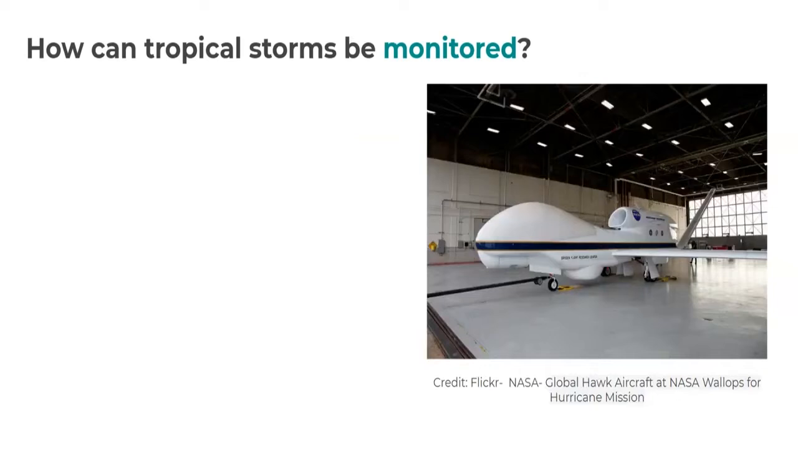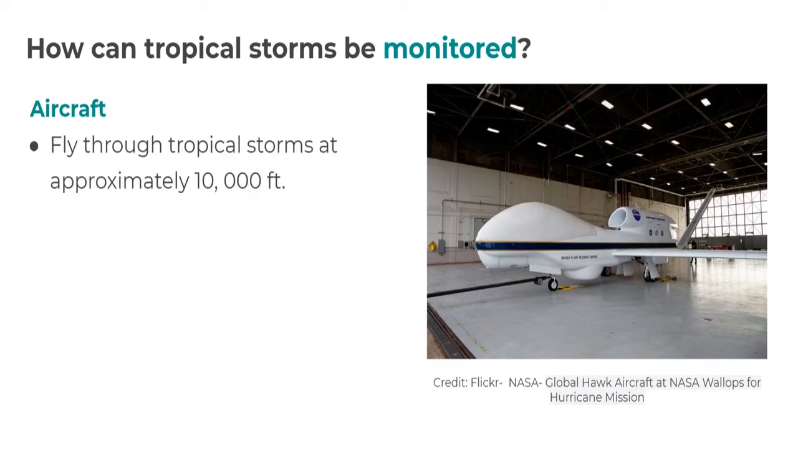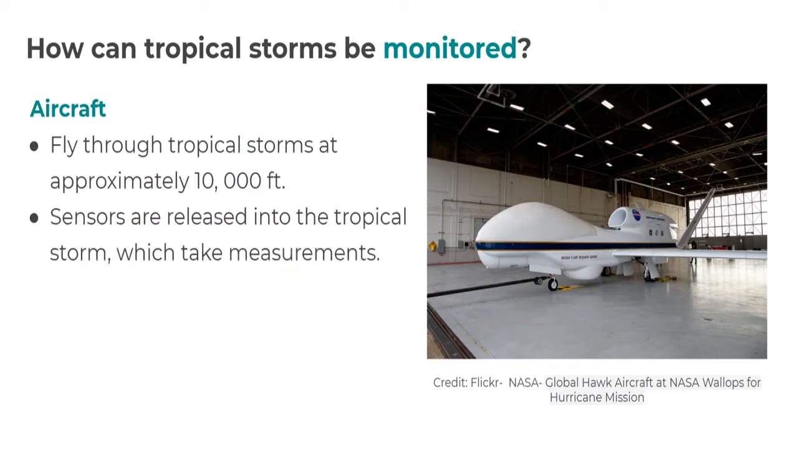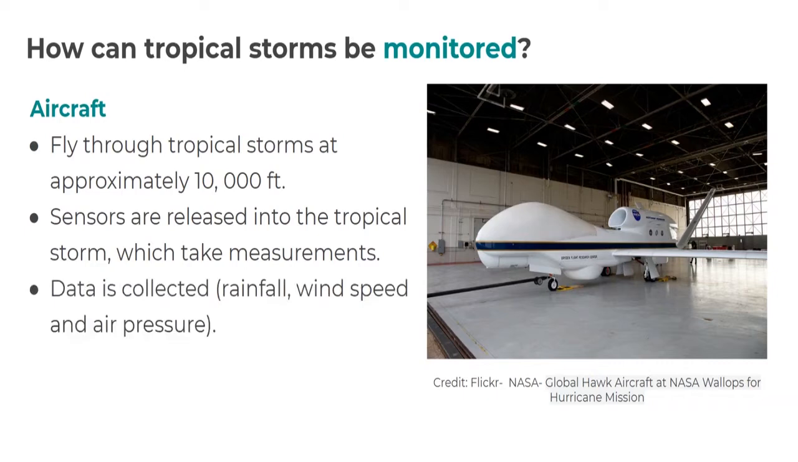The second way we can monitor tropical storms is using aircraft, a little bit like the Global Hawk aircraft from NASA that you see in the image. Now, this aircraft will actually fly through tropical storms at approximately 10,000 feet. And the purpose of that is to release sensors into the tropical storm which take measurements. These measurements include measurements for rainfall, for wind speed, and for air pressure. So data is collected about the tropical storm.